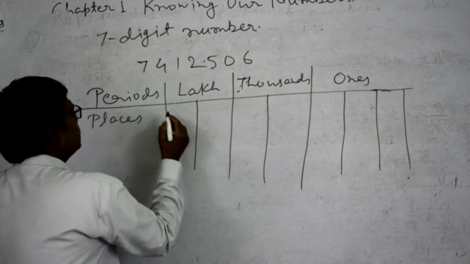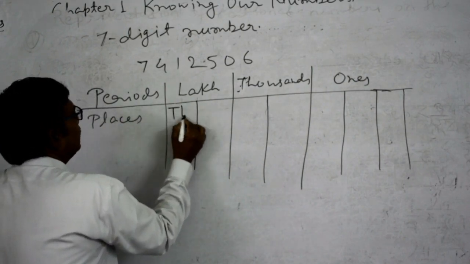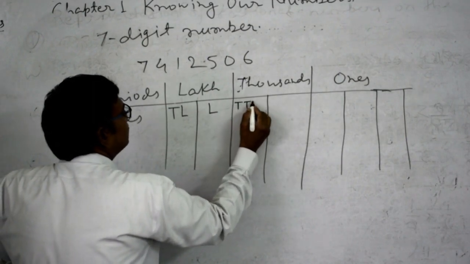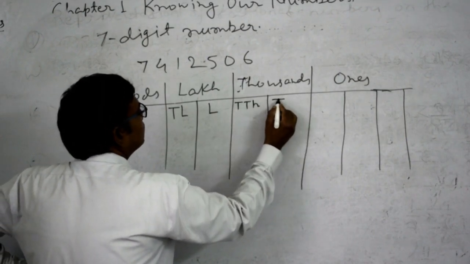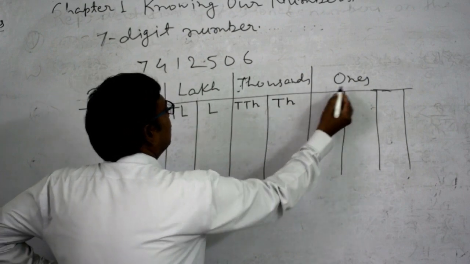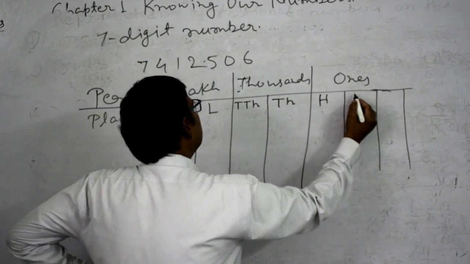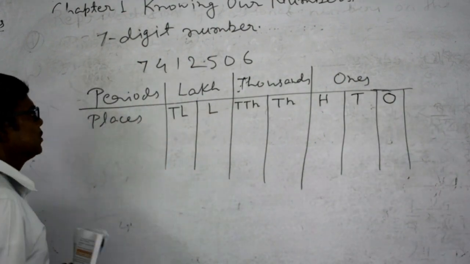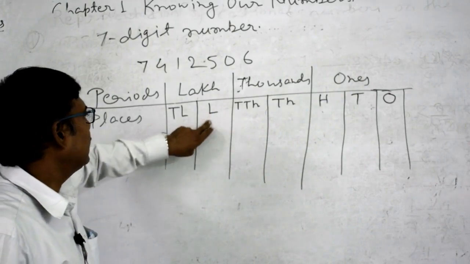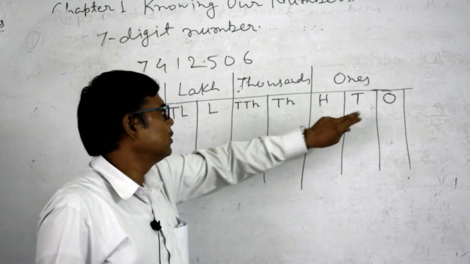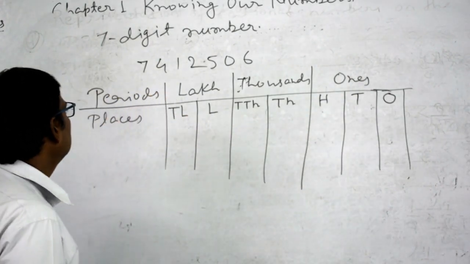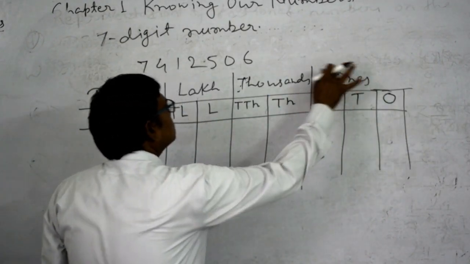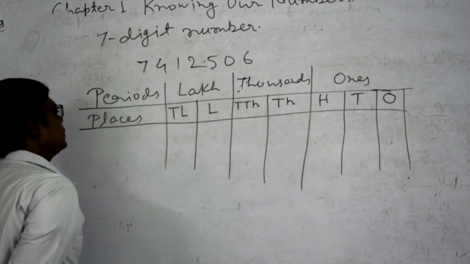So in lakhs you have 10 lakh, then lakh, and then 10,000, 1,000, hundreds means h here, then tens, that is t, and ones means o. Okay, so these are the places: 10 lakh, lakh, 10,000, 1,000, 100, tens, ones. Sorry, these are the places, and ones, thousands, lakhs are the periods.